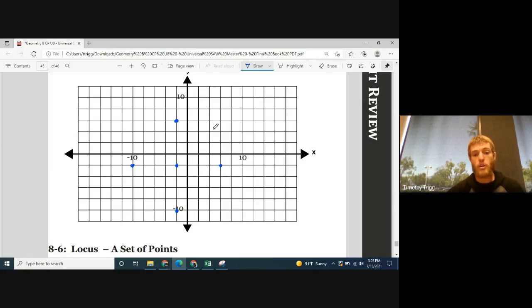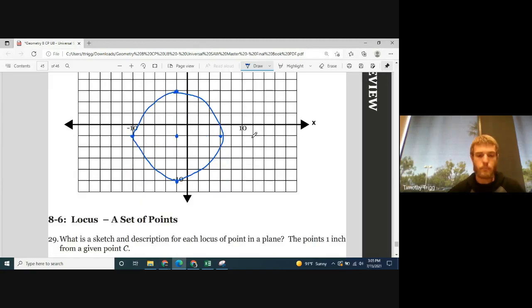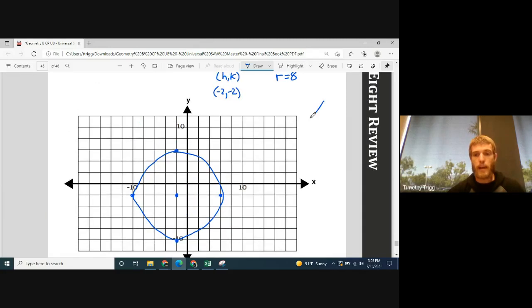Once you have this, you can go and try to connect these points with a smooth curve to create your circle. Okay, mine is not the best. Hopefully yours looks better, but that's the general idea. Don't just make it like straight lines, okay? That's not a circle. Try to connect them with a smooth curve.